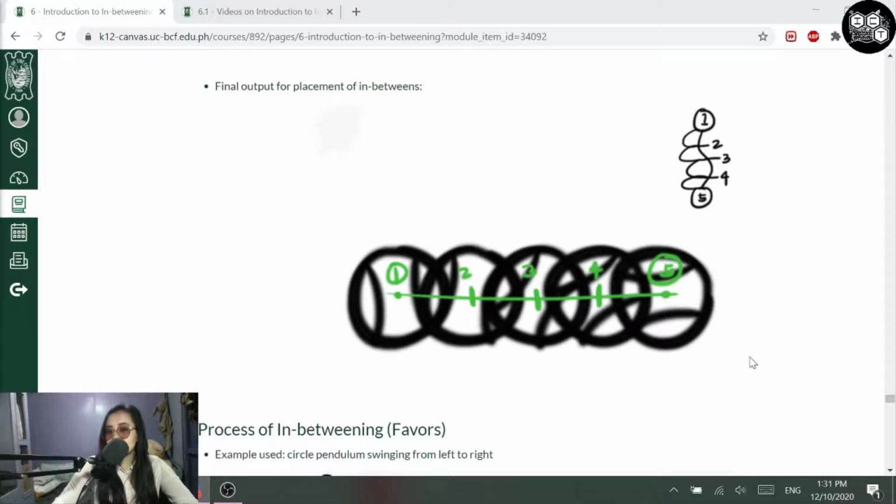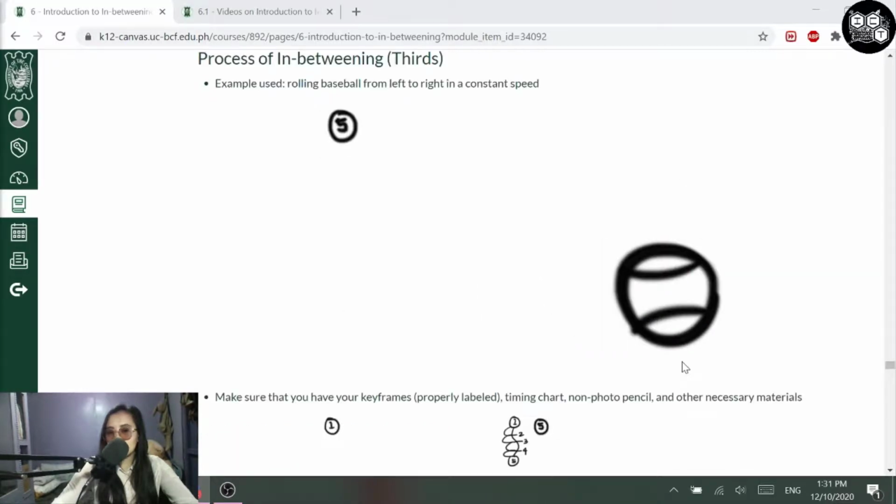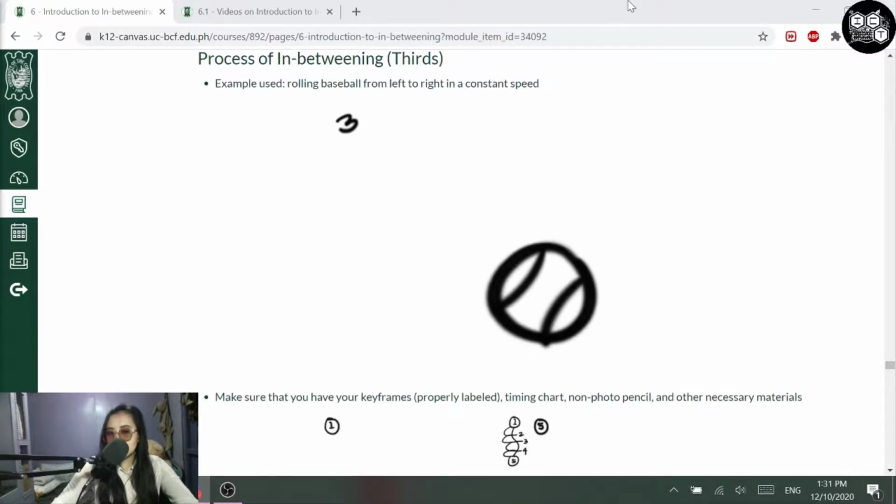So we have the GIF version right here. If you're using your Canvas account, you can see the movement right here.